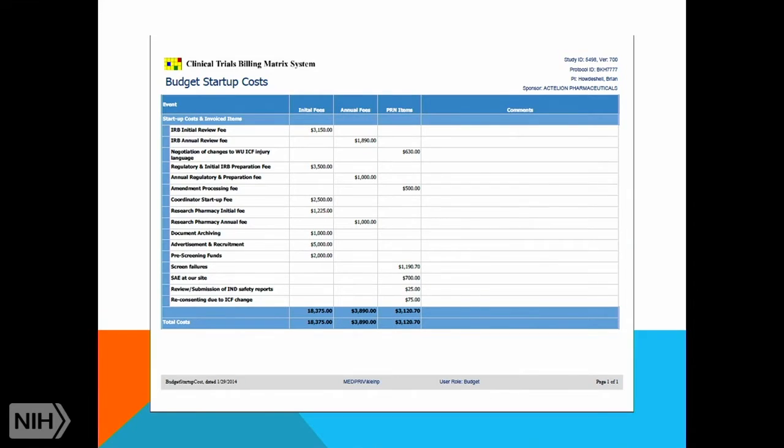So this is what a study startup budget might be. If you'll notice, there are 3 columns: the initial fees, the annual fees, and the PRN fees, which are done as needed. For instance, if the sponsor sends us an amendment, we call it an administrative amendment processing fee, because we have to prepare that amendment for the IRB.